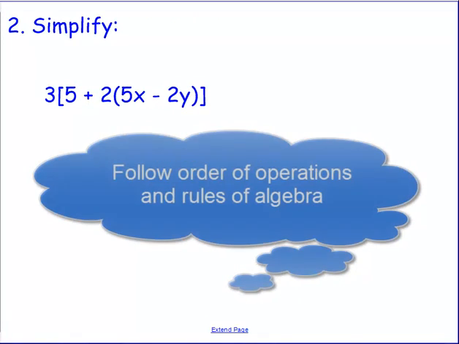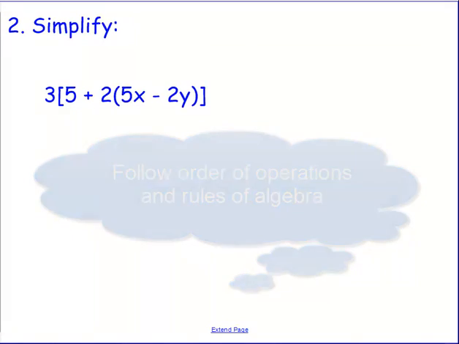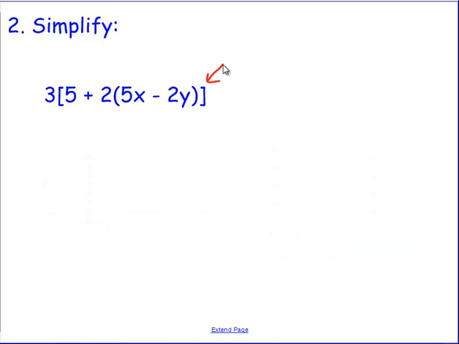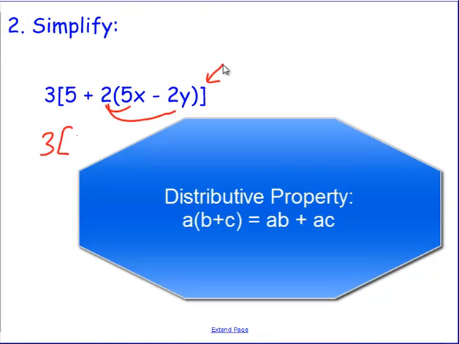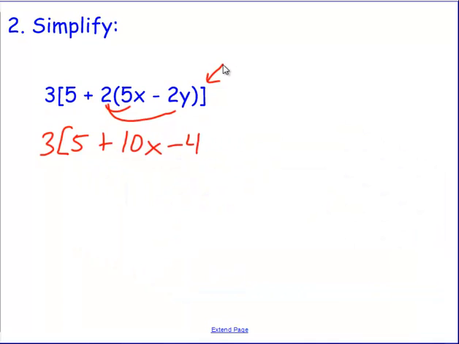The second type of problem is where we simplify. Here you see kind of a big fancy distributive property problem. We got to remember some of the order of operations rules that we've talked about. Because we see brackets, we have to start there first. And then we know we start on the inside most. So in this case, we'd have to start by distributing this 2 to everything inside here. And so that would leave me with 3 times the quantity of 5 plus 2 times 5x, which is 10x, and 2 times the negative 2y, which is a negative 4y.